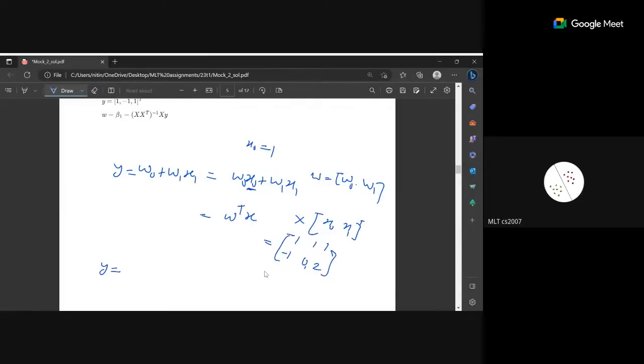Similarly, if you are modeling only W0 X0, you are not adding your first feature at all. So in this case you can write it as W transpose X, where the W vector will be W0 only, and X will become the dummy features only, the ones. Excuse me, sir. Yeah.